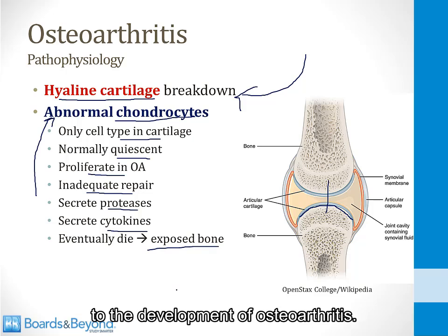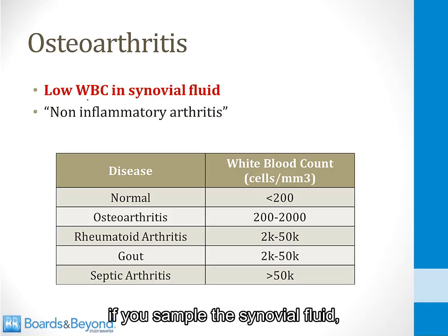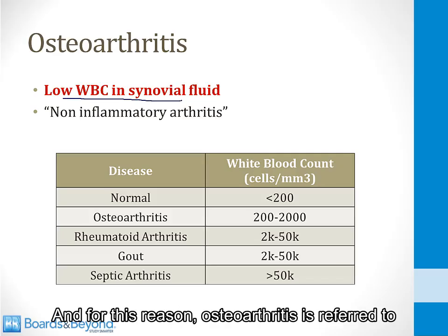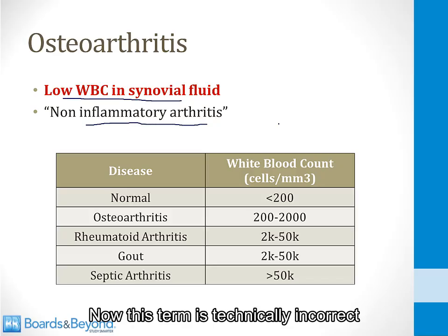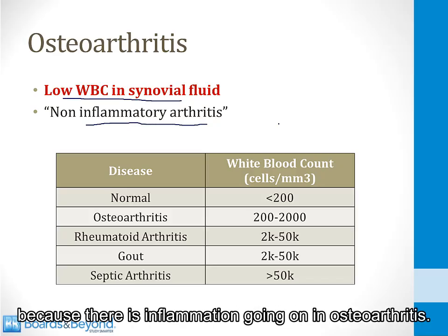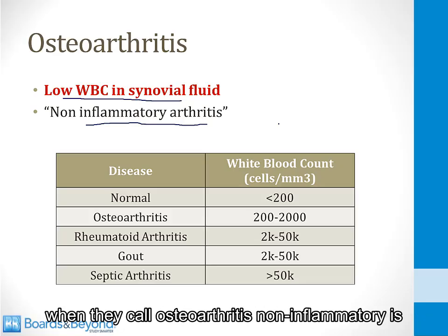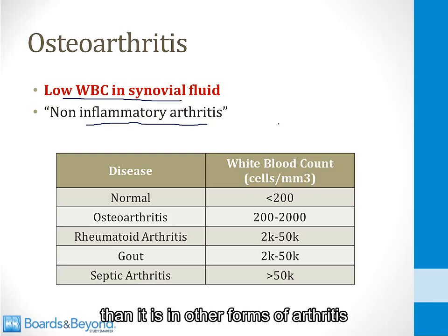Even though there are cytokines and inflammatory cells involved in osteoarthritis, if you sample the synovial fluid, you will find a relatively low white blood cell count. And for this reason, osteoarthritis is referred to as a non-inflammatory arthritis. Now, this term is technically incorrect because there is inflammation going on in osteoarthritis, but what people mean when they call osteoarthritis non-inflammatory is that the white blood cell count is much lower than it is in other forms of arthritis that are considered inflammatory.